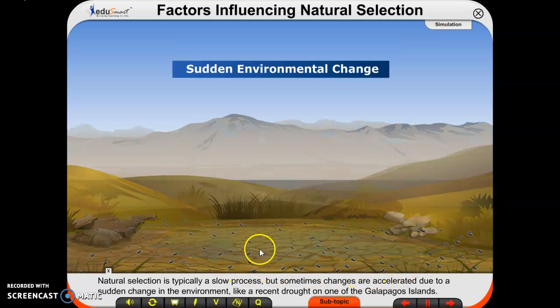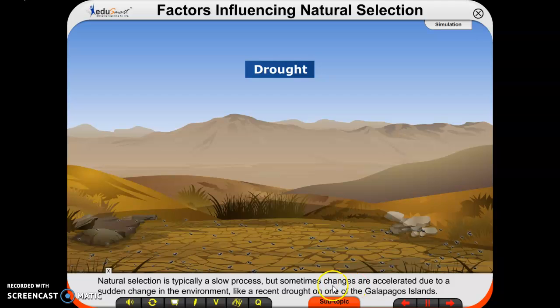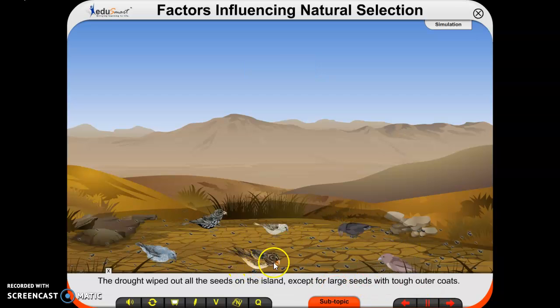So because there wasn't a lot of water, a lot of the plants died, and so what was left in this area was some large seeds with tough outer coats. All the other seeds died off. There was not enough water because of the drought. So because these seeds are large with tough outer coats, only the birds with the tough, large beaks were able to break them open.